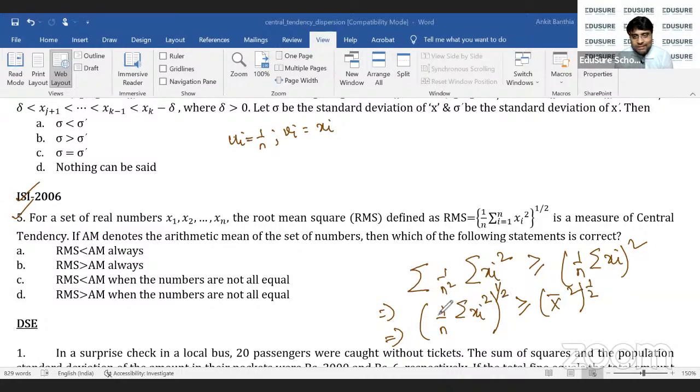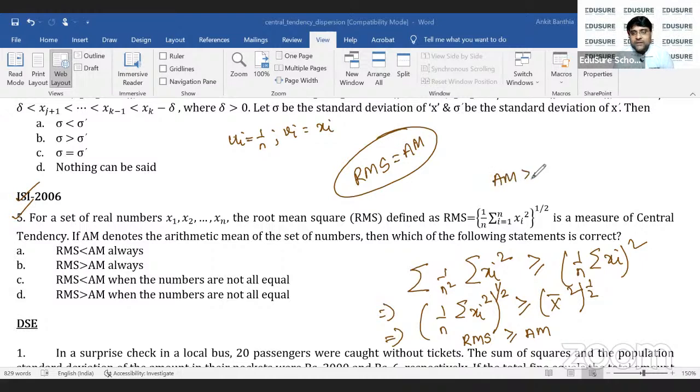So this is nothing but RMS. See, this LHS has become RMS, right? RMS is greater than or equal to the arithmetic mean. x bar square to the power half is simply x bar. So RMS will always be greater than or equal to the arithmetic mean. Okay, now when will equality hold? Sorry, when will RMS be equal to the arithmetic mean? When all the numbers are equal, isn't it?